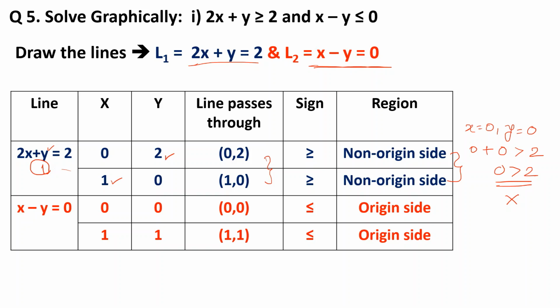The second line equation that we have is x minus y is equal to 0. If I put x is equal to 0, y also I get is equal to 0. If I put x is equal to 1, y is equal to 1. Now the two points that I got are 0, 0 and 1, 1. So this is the line passing through the origin. The solution region for this line is the origin side. I will be checking the condition as we have done for the first line. So I get it as the origin side.